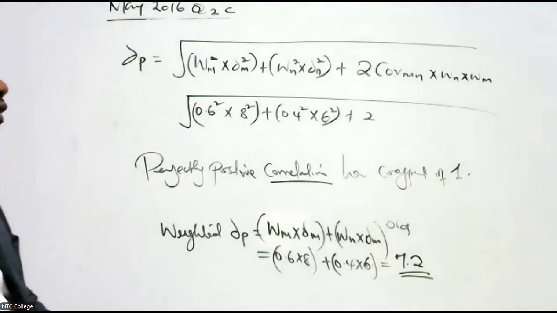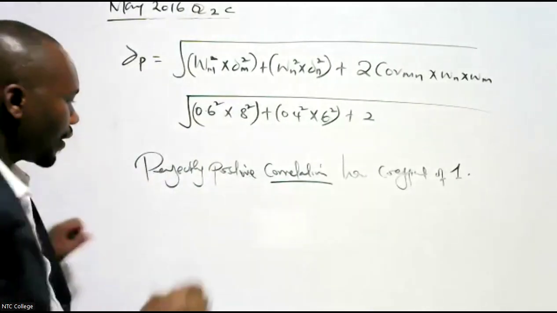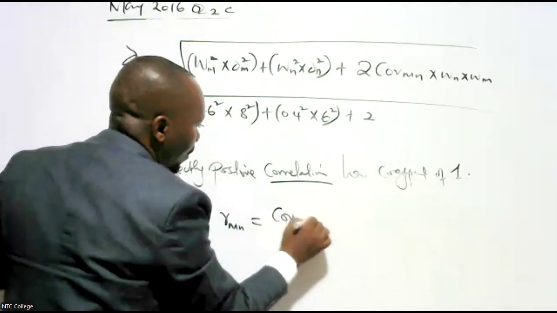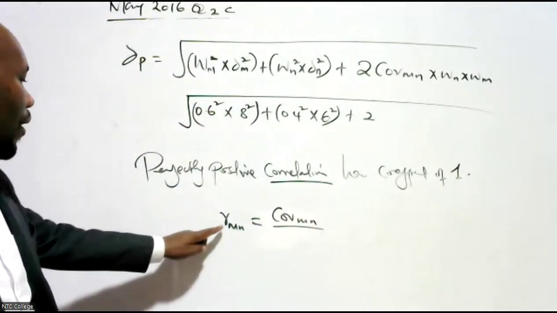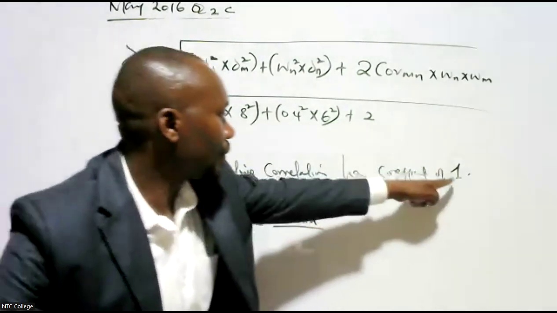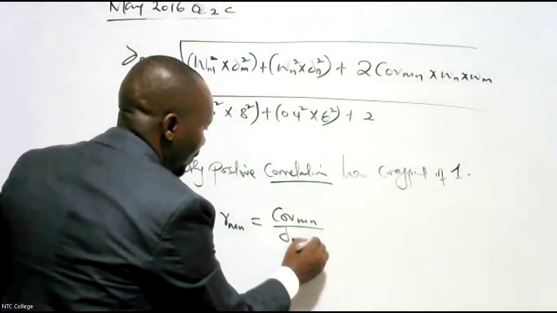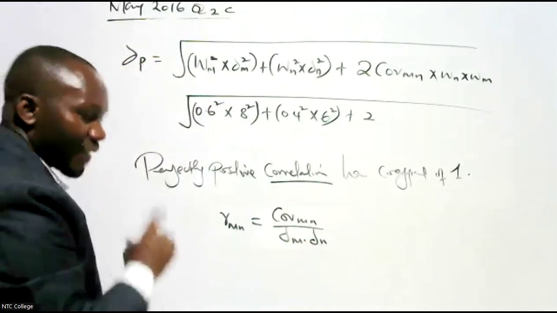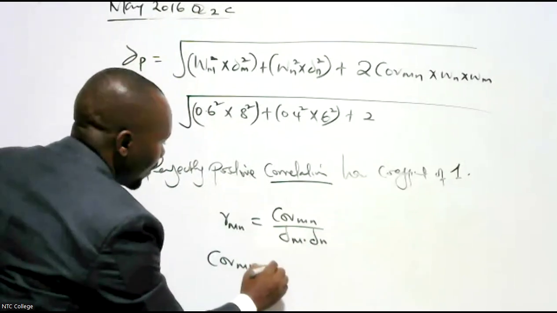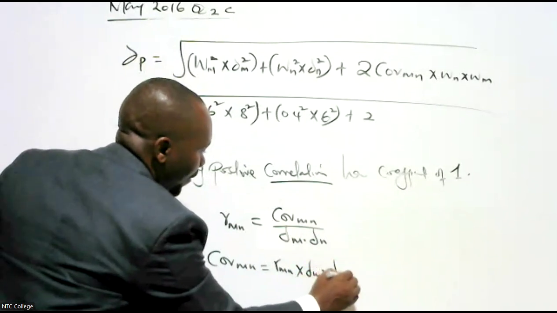So what is the formula? What is the relationship between the correlation coefficient and covariance? R of MN is the covariance of MN all over the product of the standard deviations. Check your formula. R means correlation coefficient, which is now 1, equal to covariance of MN over standard deviation of M times standard deviation of N. If that's the case, then the covariance of MN is equal to R, the correlation coefficient, times standard deviation of M times standard deviation of N.